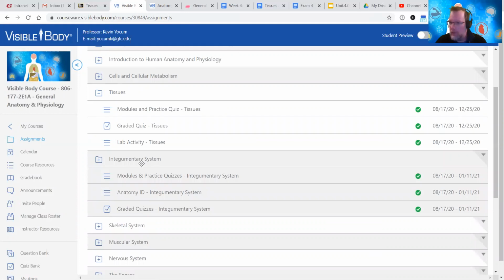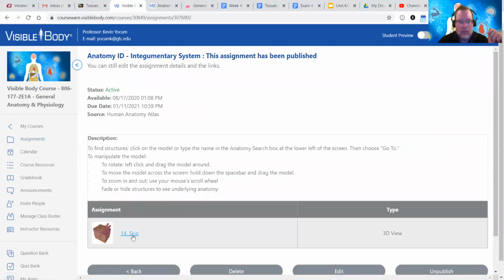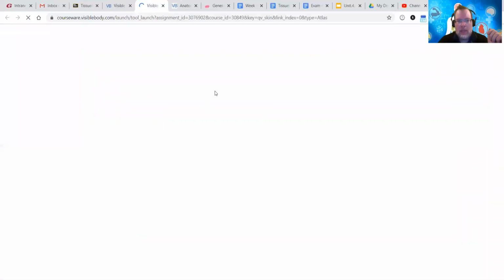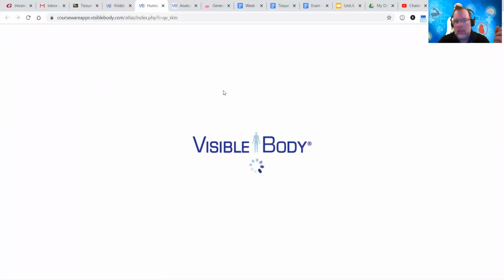And then for the integumentary, there are a couple extra quizzes. And again, we see modules and practice quizzes, so you can certainly travel around in there. Anatomy ID, I'm going to click that and open that up just so you can see what that looks like. It's just like it sounds. It's an anatomy identification with Visible Body. It's going to give us kind of that three-dimensional chunk of skin if we ever get it pulled up.